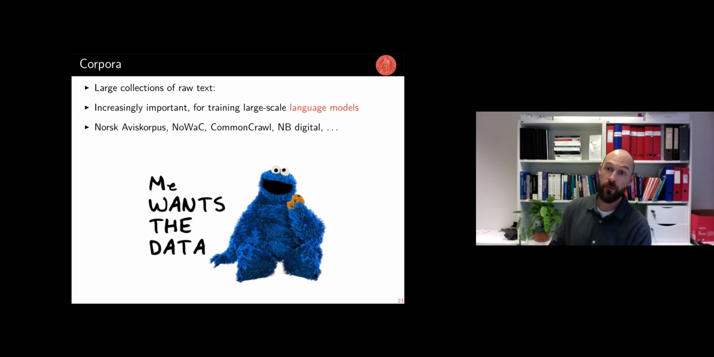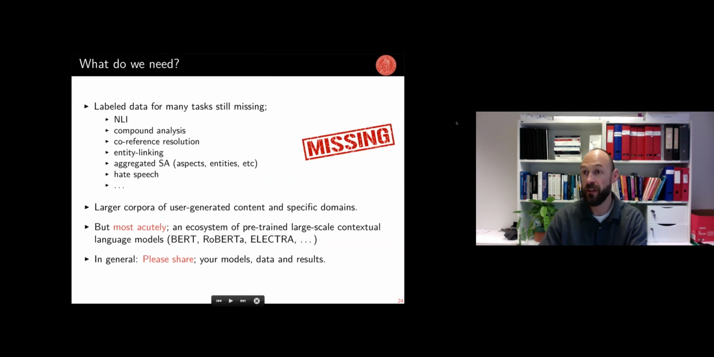We have the Norwegian Colossal Corpus, probably the biggest one, with 1.7, I think, billion tokens in the most recent release. There's NoWaC, which has 750 million or so tokens of data scraped from various online sources. There's Common Crawl, that also contains some Norwegian data. There's NB Digital from Språkbanken. Språkbanken makes lots of different corpora available. And the importance of having corpora gets more and more central to be able to train these language models.